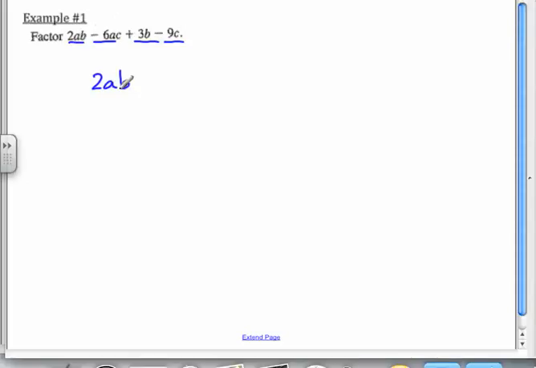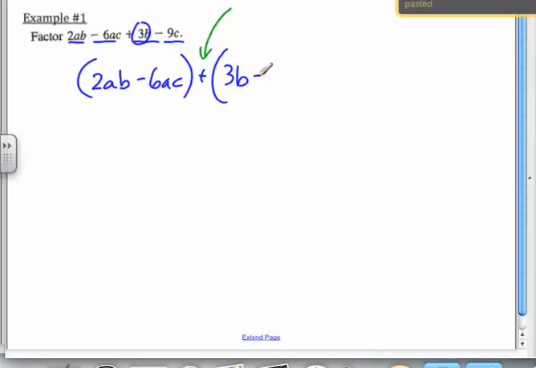Let's leave it at 2ab minus 6ac plus, and then I'm putting parentheses here, but since this is a plus sign, the sign of the 3 doesn't change. It's still positive. So that means the sign of the 9c remains negative. Now I've got these two binomials, right, that we practiced adding earlier. We know how to add two binomials. So we've separated them into the two binomials. We want to see if we can factor them.